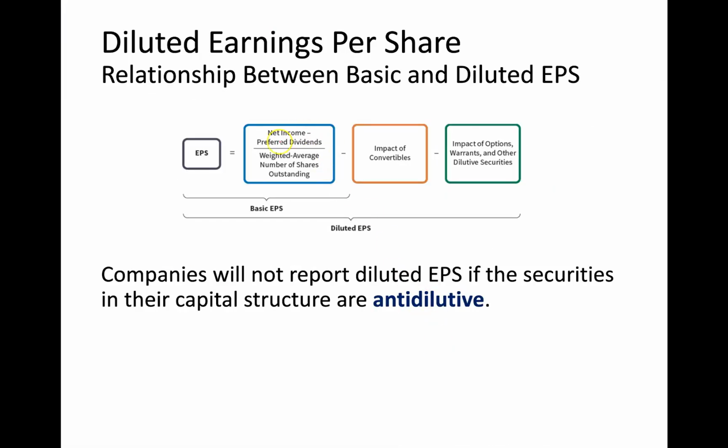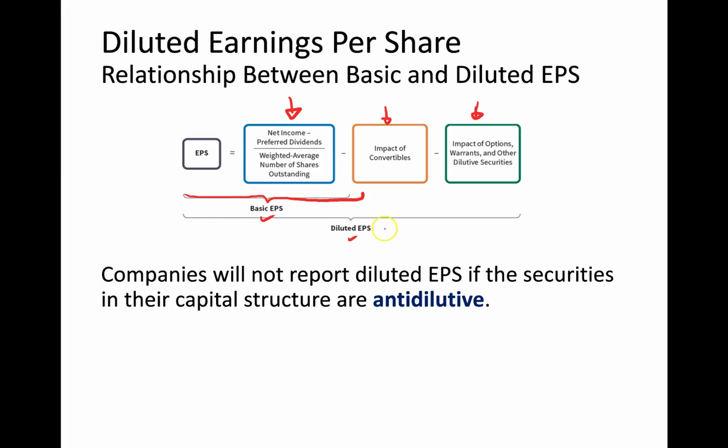So just as a visual, let's look at earnings per share. Our basic earnings per share right here is our calculation of net income minus preferred dividends divided by weighted average number of shares. And then the diluted takes this, plus you have to account for the impact of convertibles and the impact of options, warrants, and some other types of dilutive securities. So we're going to have two numbers. We're going to have a basic EPS and then diluted EPS that we need to report on our financials.